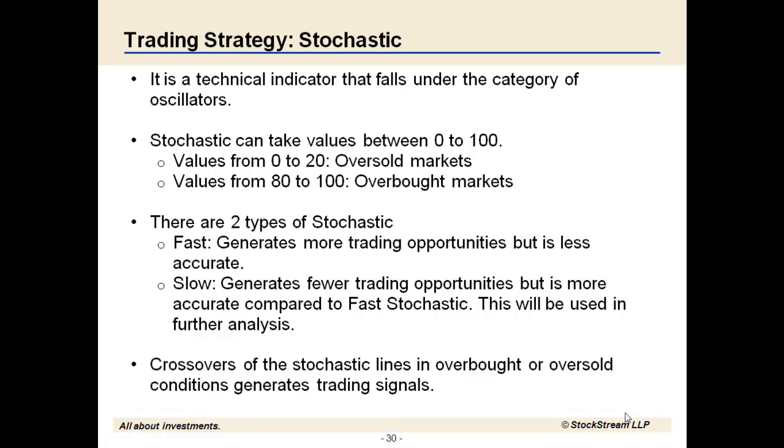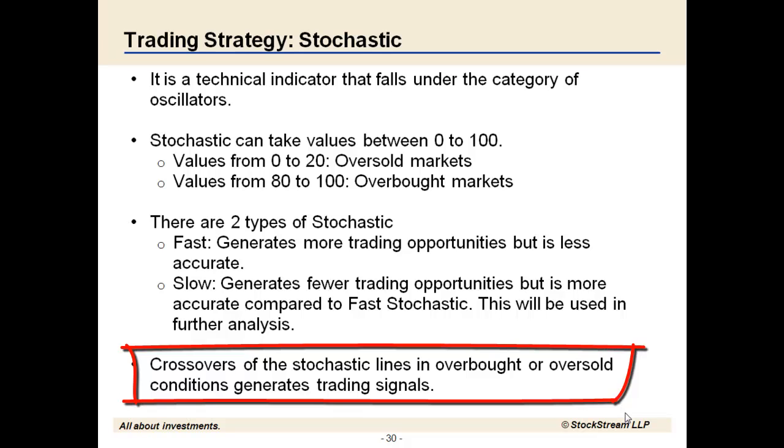Stochastic is another technical indicator that falls under the category of an oscillator. It takes values between 0 to 100, with a value between 0 to 20 indicating oversold conditions, and values between 80 to 100 indicating overbought conditions. There are 2 types of stochastic indicators, slow and fast. The slow stochastic indicator is more reliable compared to the fast stochastic indicator. Crossovers of the stochastic indicator lines in the oversold or the overbought region generate trading signals.